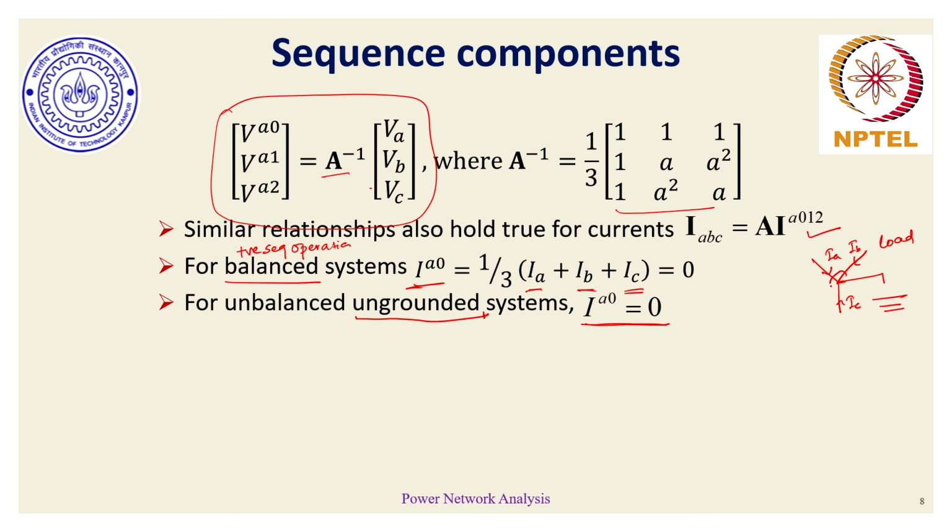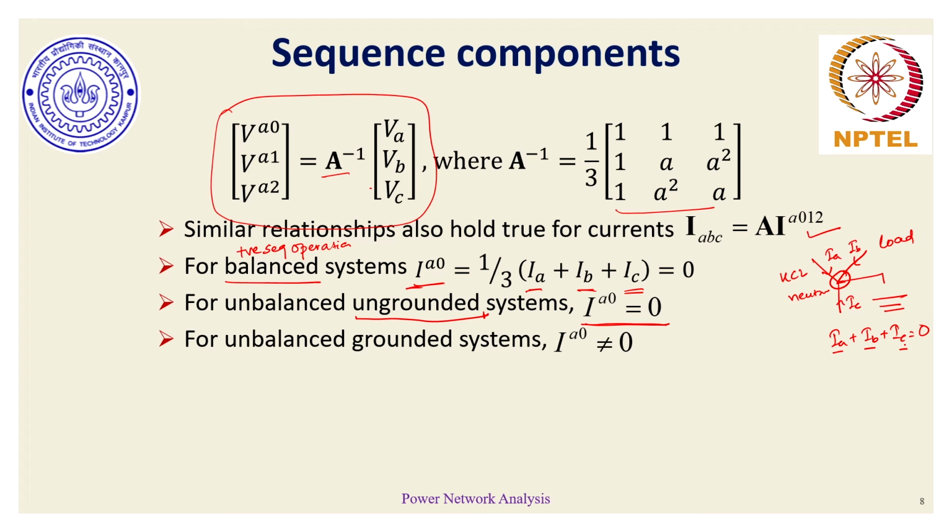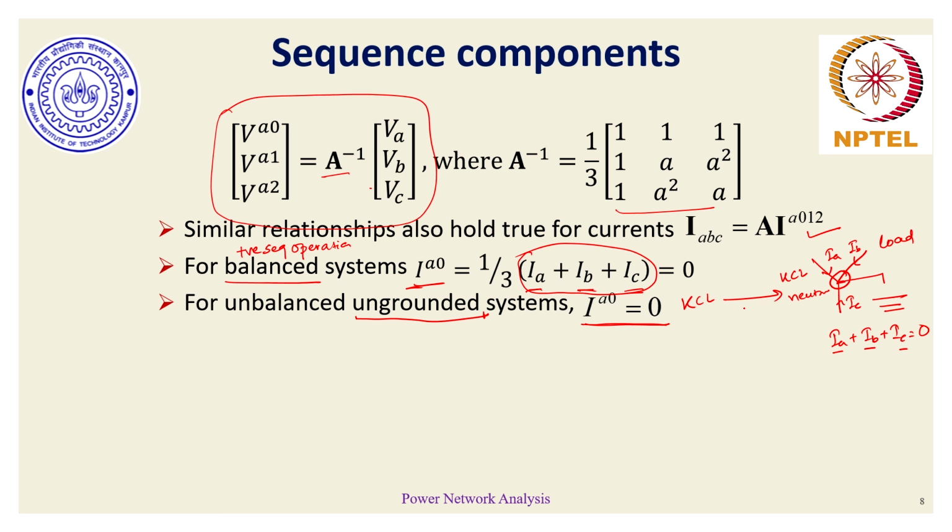If I apply KCL at this neutral point, I would still see that the phase currents IA plus IB plus IC, their sum will always be 0 because of the KCL at the neutral point. So no matter whether phase A, phase B, phase C currents are balanced or unbalanced, for ungrounded systems where the neutral points are not connected to the ground, the zero sequence currents, which are again the average of the individual phase currents, would again be 0 because of KCL at the neutral point.